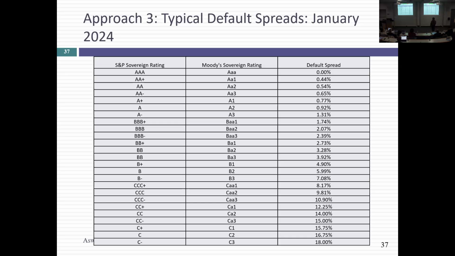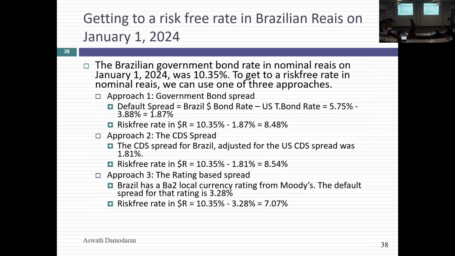With Brazil, I can get all three approaches to work for me, and that is a problem because I can pick only one, because the numbers are going to be very different depending on which one I pick. Remember, I'm using this to clean up my risk-free rate. At the start of 2024, the Brazilian 10-year government bond rate in reais was 10.35%. Remember what I do with the default spread? I subtract it out from the 10.35%. So if I use the rating-based spread from the lookup table, I get a much lower risk-free rate in reais than if I use one of the other two approaches.